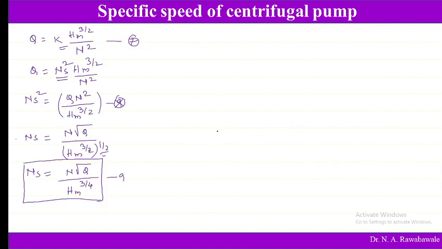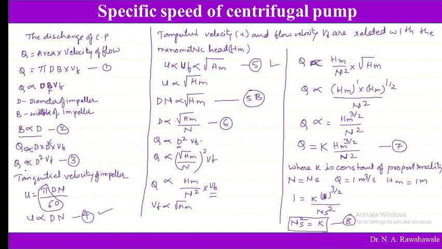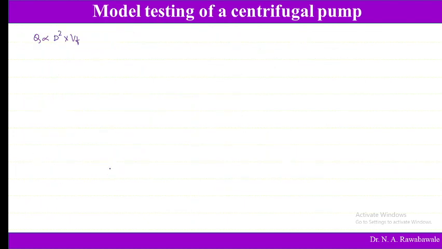Already one equation we have seen, that is Q is proportional to D square into Vf. So this was equation number 3: Q is proportional to D square into Vf. So from this we can write here, Q is proportional to D square Vf, and Vf is proportional to D into N. We know this from the previous equation: Vf is proportional to DN.